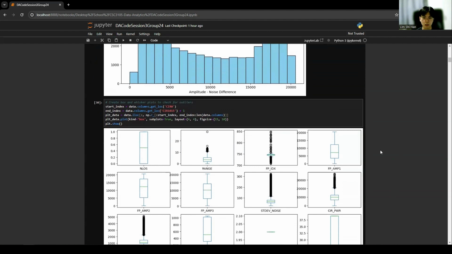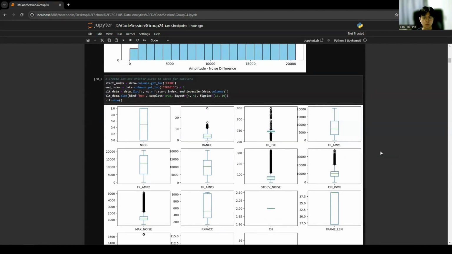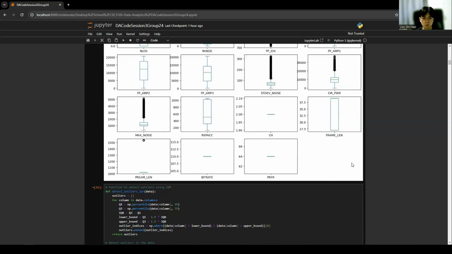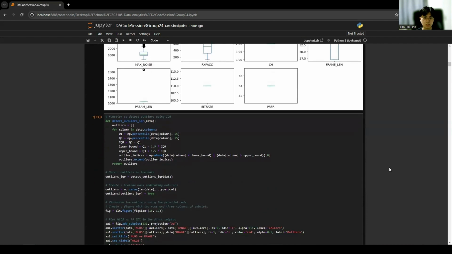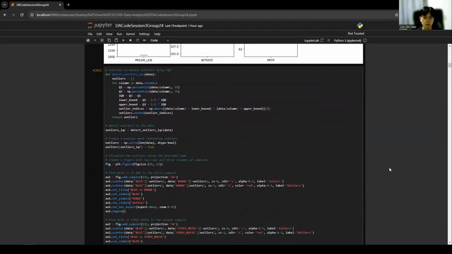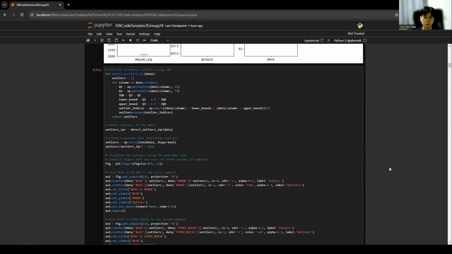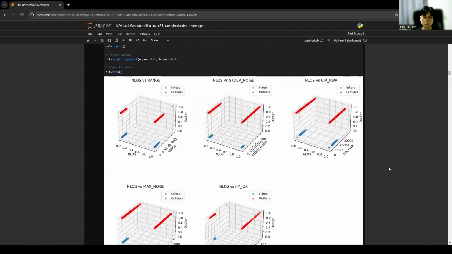Next, to check for outliers, we did a box and whiskers plot. So we saw that range, first path index, standard deviation noise, CIR power, and max noise had a lot of outliers in them. So what we did next was that we wanted to split this up. We wanted to detect the outliers and see whether there was a relationship that these outliers were because of the classification between NLS and LS. So what we did was that we did a 3D plot.